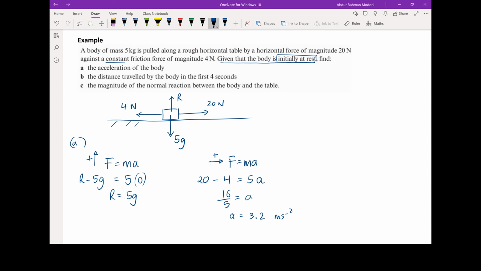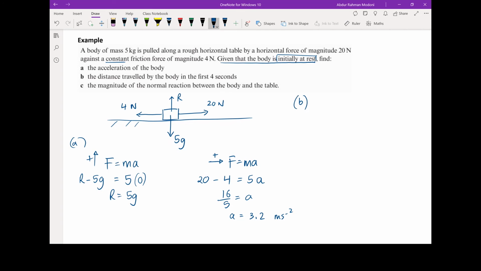Part B of the question goes on to say, then find the distance traveled by the body in the first 4 seconds. So now, since we're considering distance, F equals ma, Newton's second law, doesn't have any distance quantity in it. So we need to think about applying suvat here, because with suvat distance, as long as the object is moving in the same direction, the distance will be the same as the displacement. So for part B of the question, I will go and consider suvat.